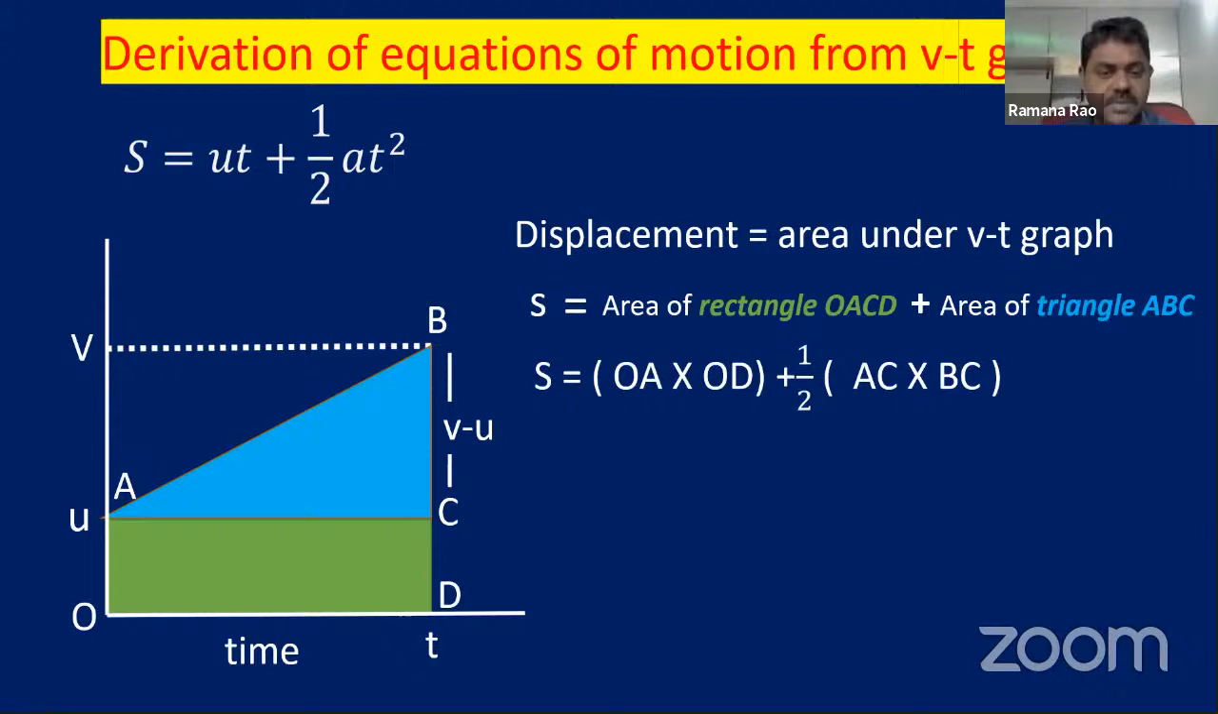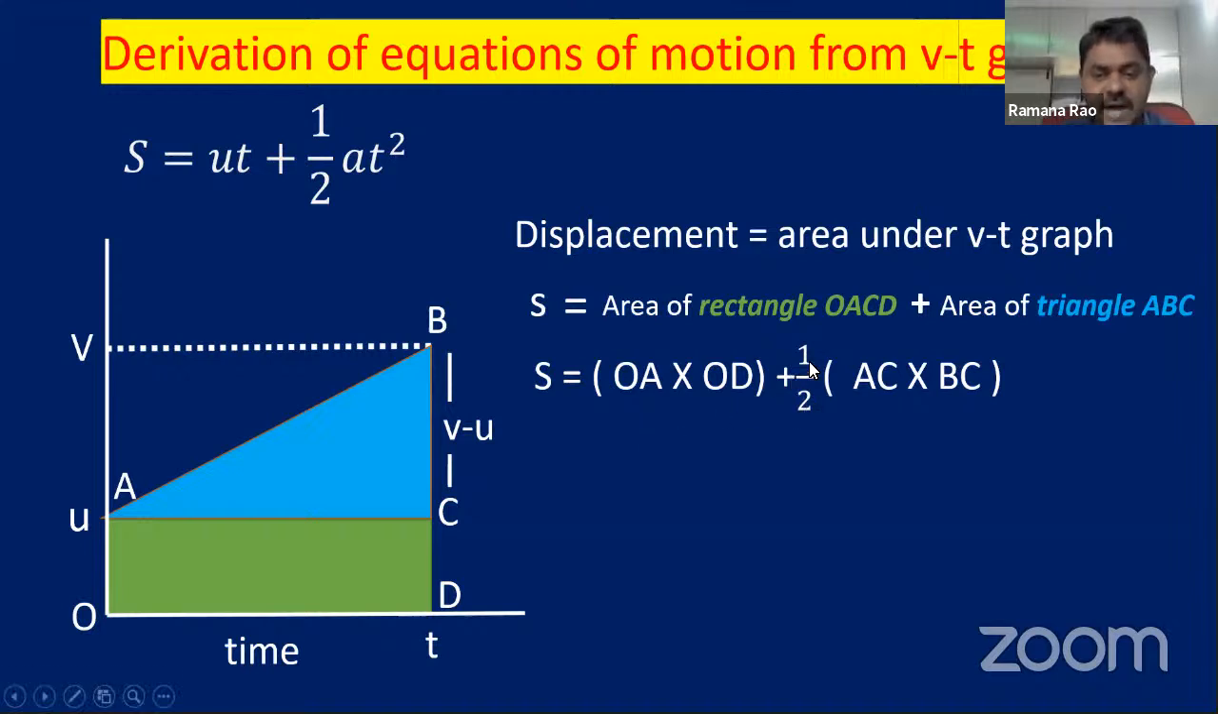So S is equal to the area of a rectangle. Area of a rectangle is length into breadth. So length into breadth means OA into OD, plus the area of the triangle. The area of the triangle is half into base into height.